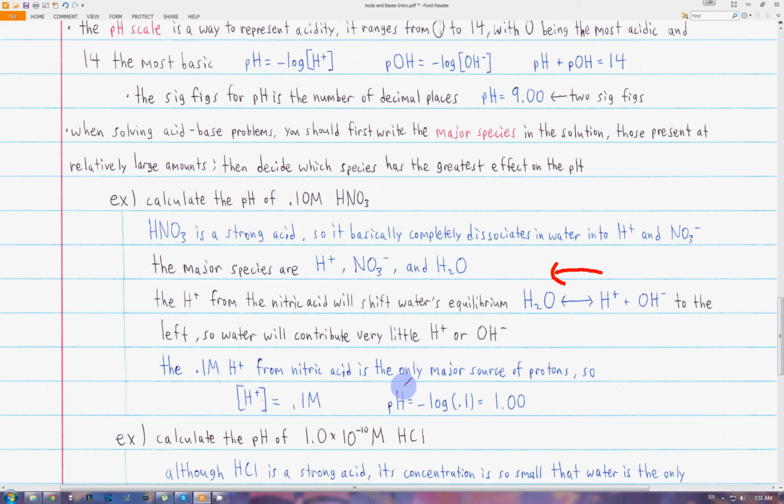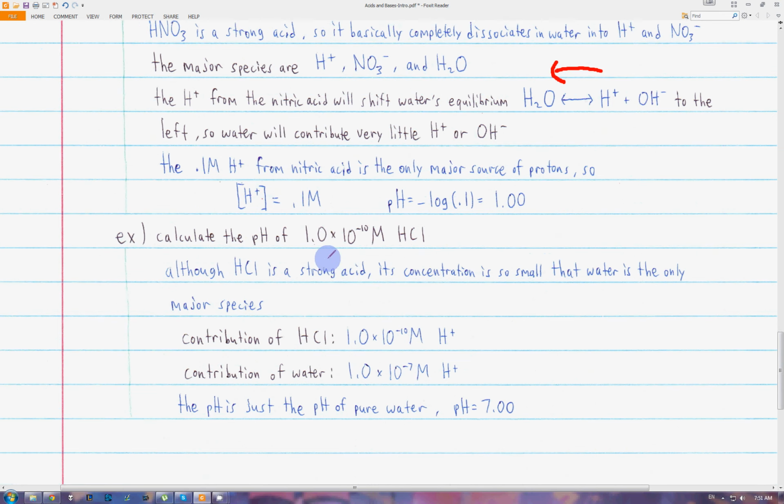So to find the pH, we just take the negative log of the concentration of H plus in solution. So negative log 0.1 is equal to 1. So this solution is very acidic, which we expect because it's a strong acid.